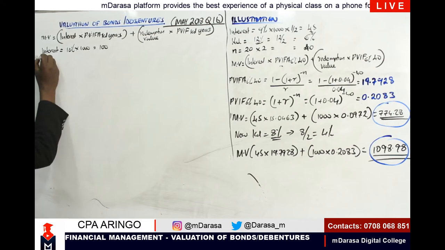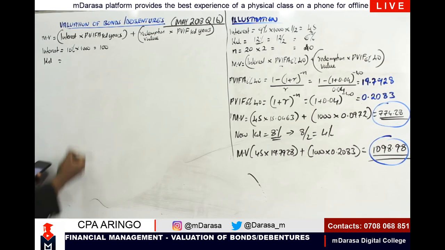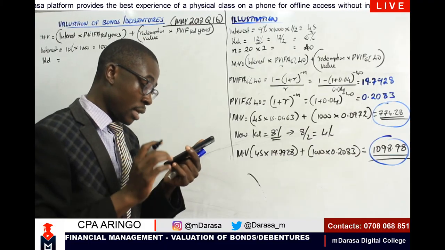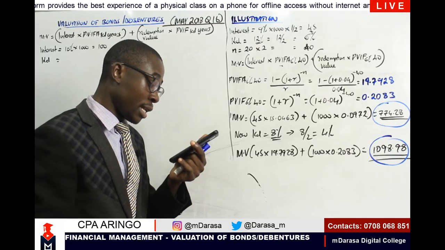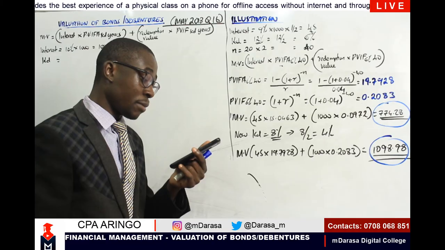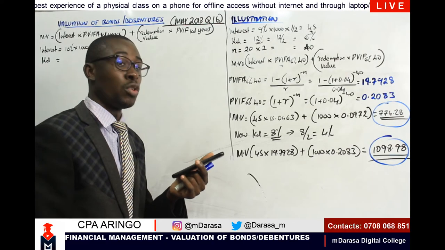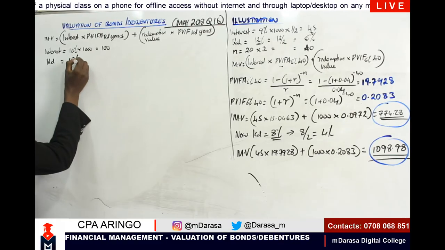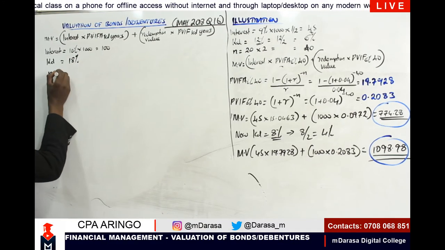Cost of debt. What percentage are we given as our cost of debt in that question of ours, my good students? In our question, you can clearly see we're told that the cost of capital is 18% per annum for the whole period. So we can agree that cost of debt is 18%.